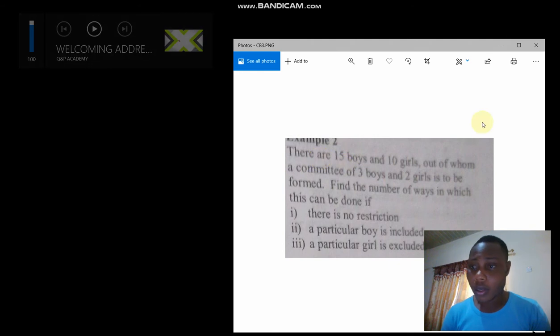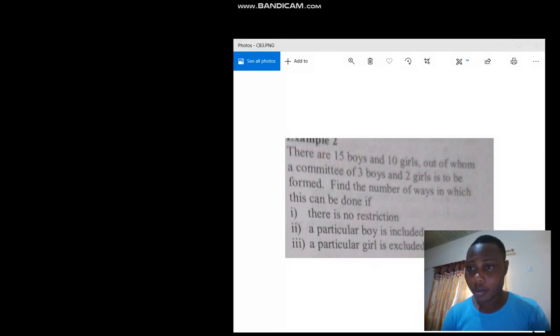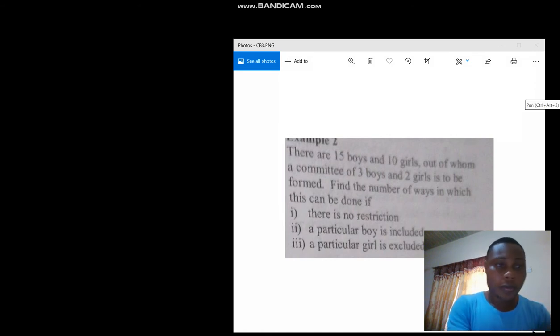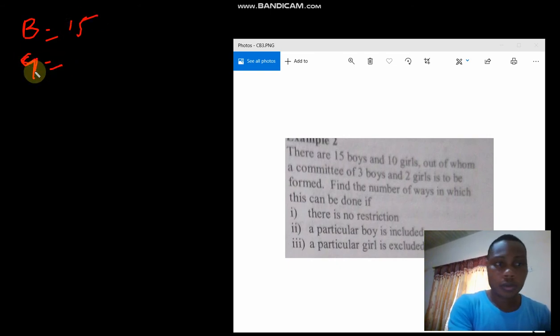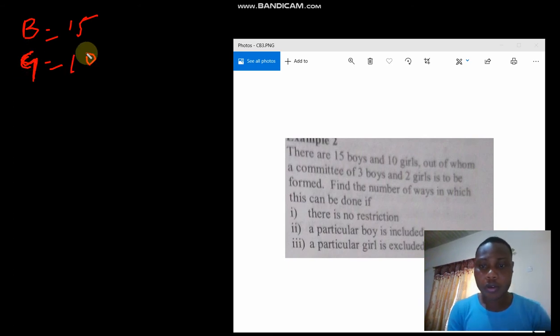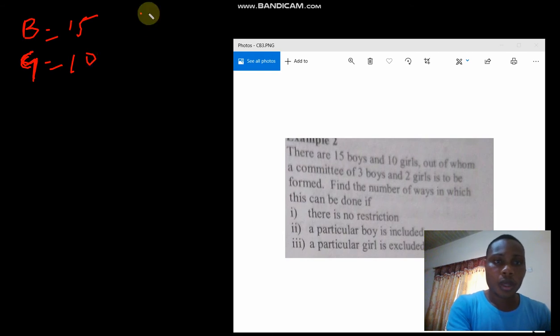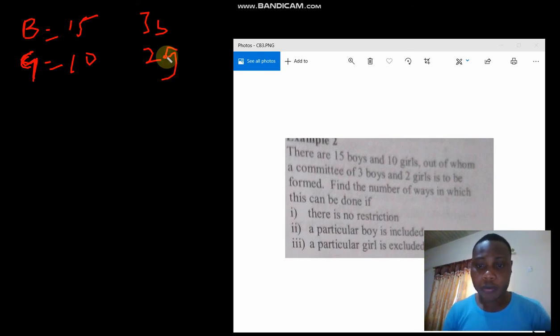Let me grab my pen so that we start. 15 boys, so B is 15, girls G is 10, of whom a committee of 3 boys and 2 girls is to be formed.